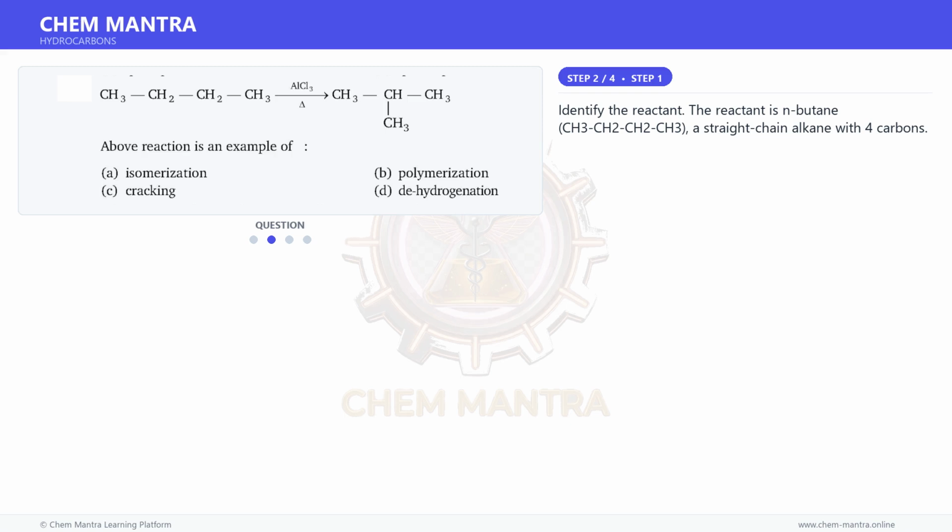Identify the reactant. The reactant is n-butane, CH3CH2CH2CH3, a straight chain alkane with 4 carbons. Moving on to the next step. Identify the product. The product is isobutane, 2-methylpropane, CH3CH(CH3)CH3, a branched chain alkane with 4 carbons.